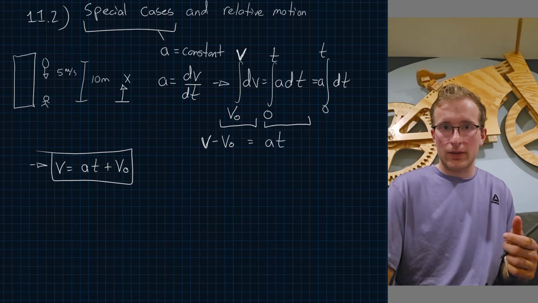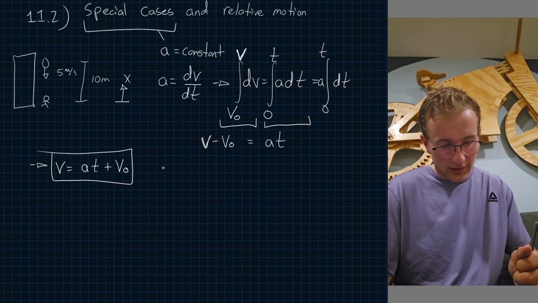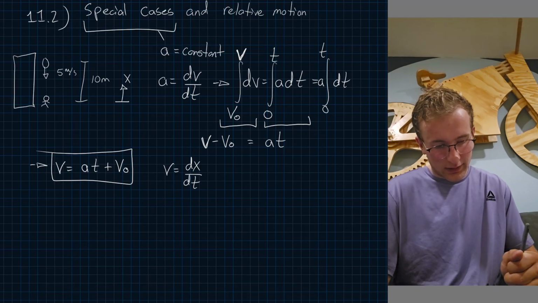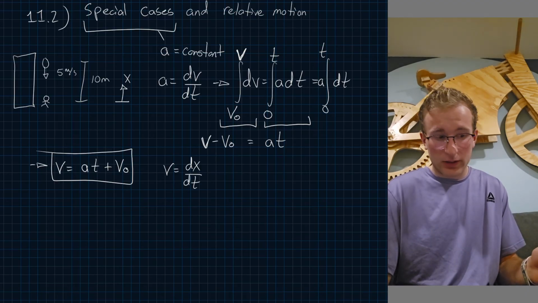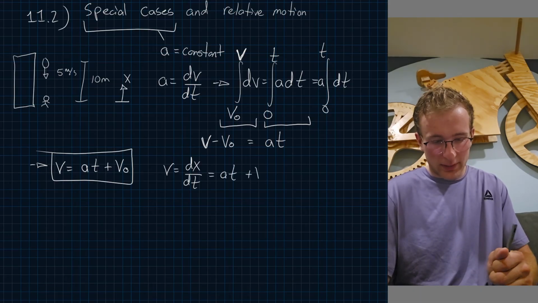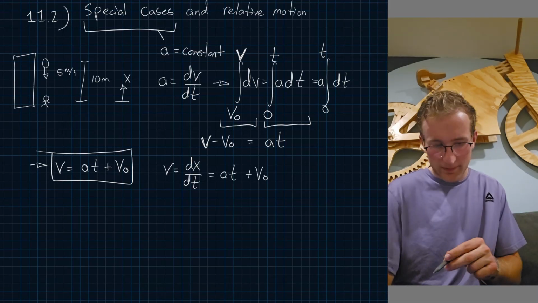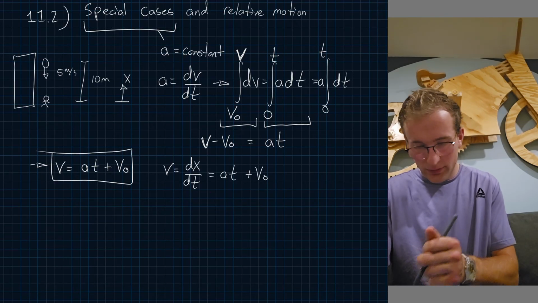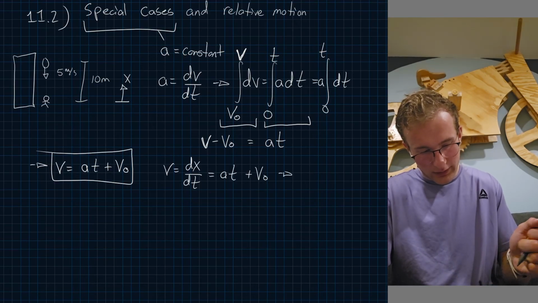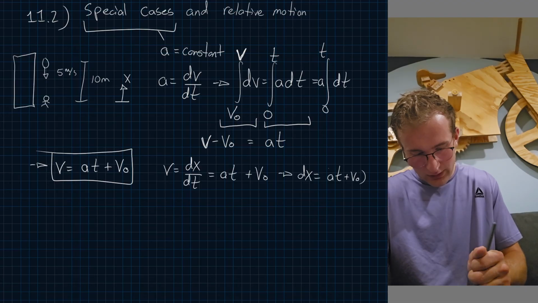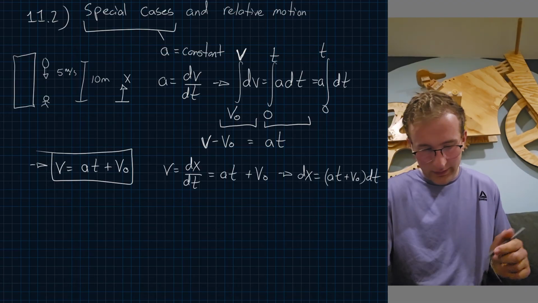Now, what is the definition of v, velocity? Well, v is equal to dx dt, and we just found v. What is v? Well, it's acceleration times time plus v naught, again if acceleration is constant. So you can rearrange this part and you get dx is equal to (at plus v naught) all times dt.